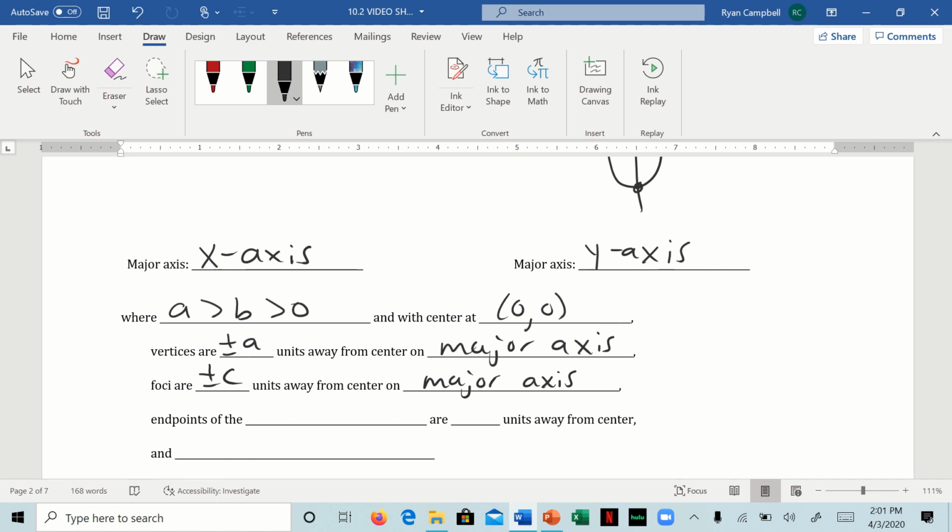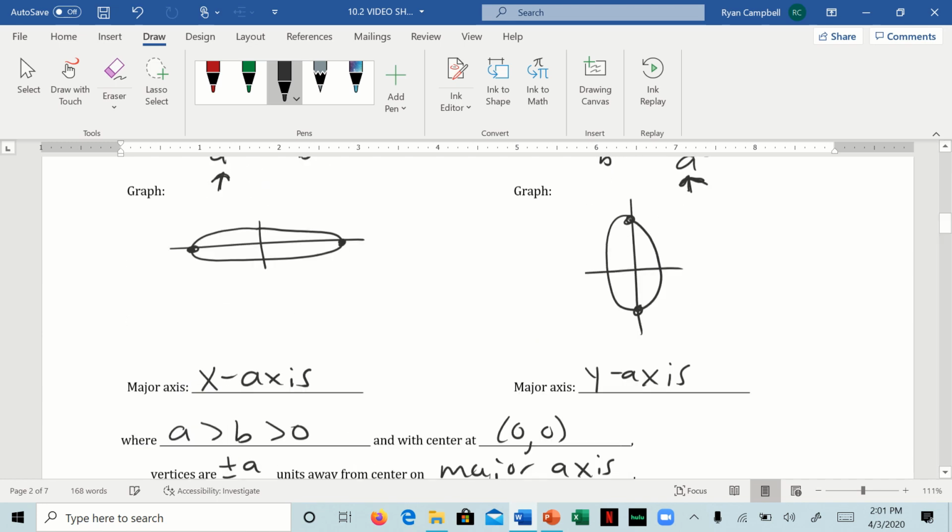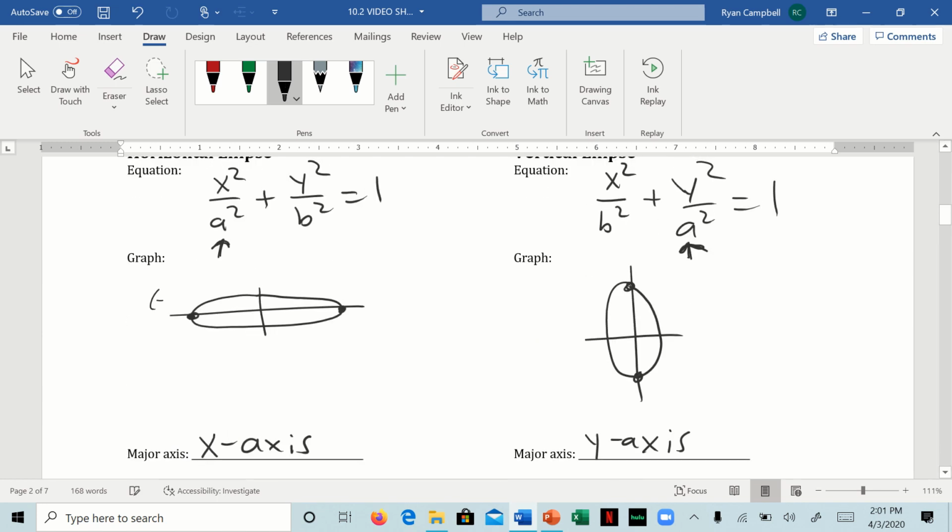If we have a major axis, we also have a minor axis. The minor axis endpoints are where b comes into play. So this is going to be negative a, 0 and a, 0, and this is going to be 0, a and 0, negative a. The endpoints of the minor axis are going to be 0, b and 0, negative b. And likewise here, this is where the minor axis will be.